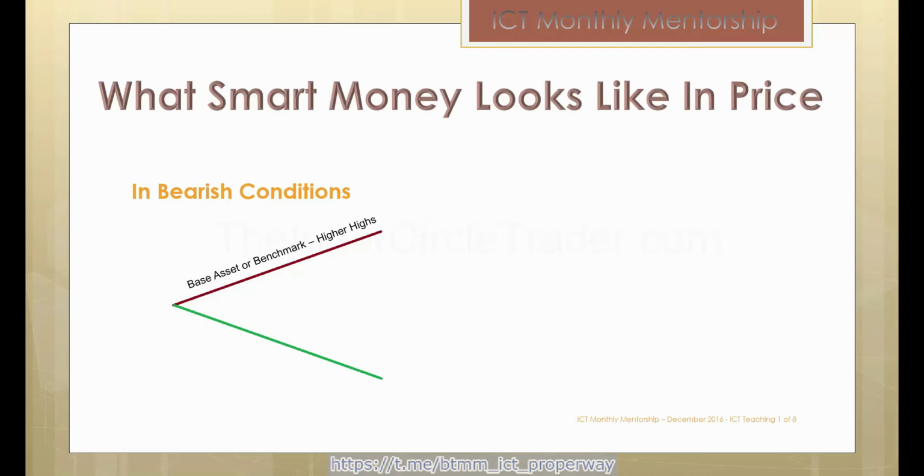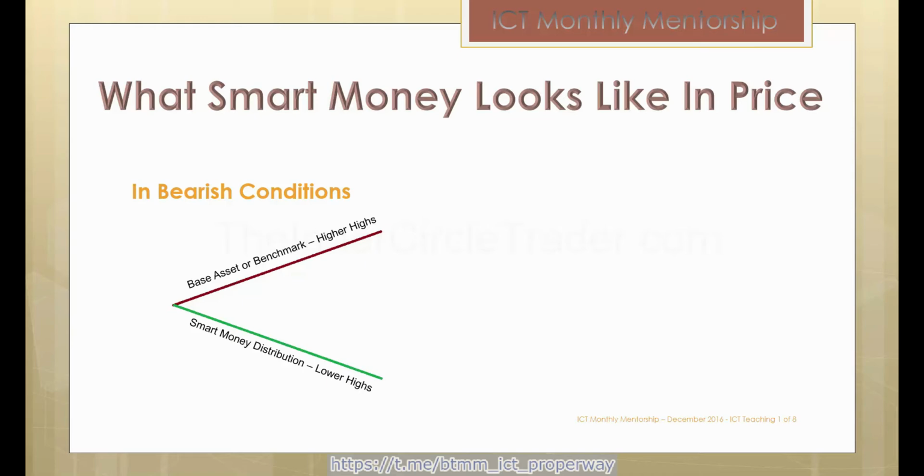Now, the base asset or benchmark could be the Dow Jones Industrial if we're trading stocks. It could be the dollar index if we're trading currencies. It could be the CRB index if we're trading commodities. The smart money distribution can be seen by comparable assets that are closely correlated that are making lower highs. The reason why this is occurring is because the smart money is heavily distributing while the base asset or benchmark is moving higher.